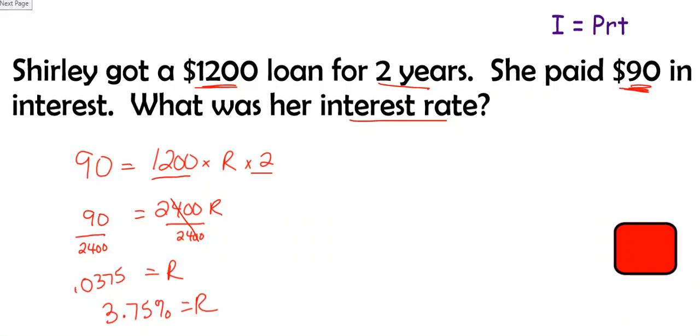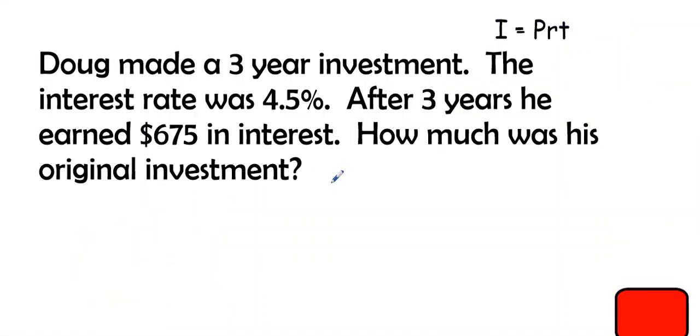Okay. I'm going to try one more with you guys. All right. Doug made a 3-year investment. The interest rate is 4.5%. After 3 years, he had earned $675 in interest. So what was the original investment? All right, so think, did I give you the interest? Yes. Did I give you the principal? Nope. What's the original investment? I did not, so I'm going to put my P there. I gave you the rate, and I gave you the time. So times 0.045 times 3.